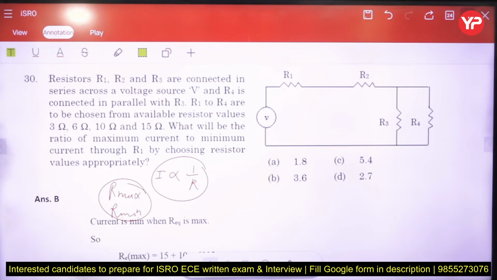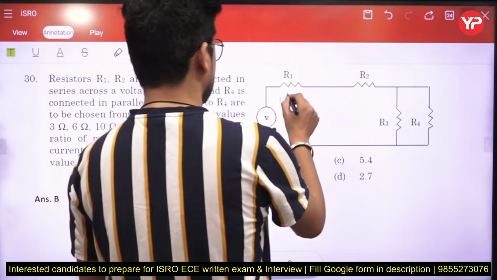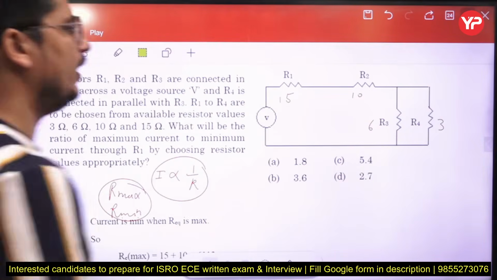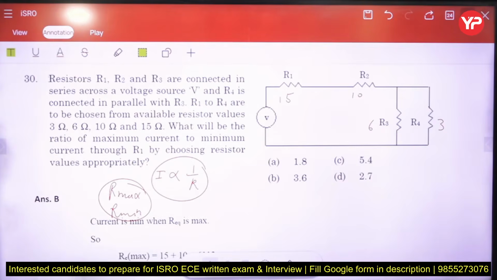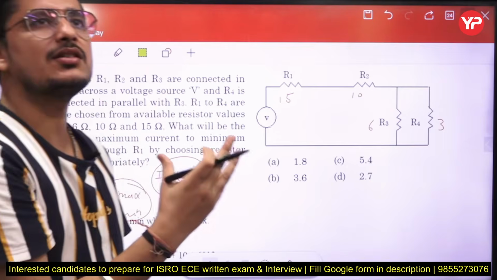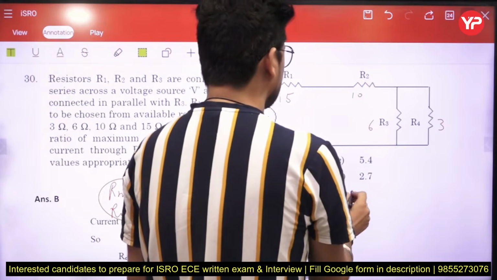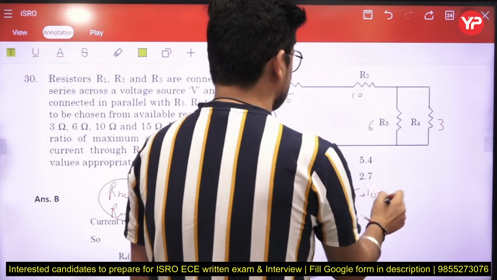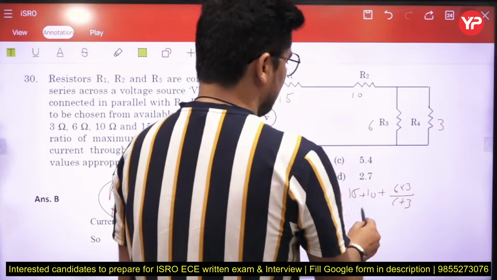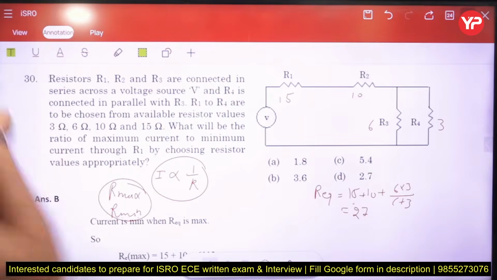So first we have to find the maximum resistance. Resistance will be maximum whenever you choose this as 15, this as 10, this as 6, and this as 3. Because in series we add the resistances, in parallel we divide them, so when you use the maximum resistance in series, you will get the maximum value of resistance. So in that case, R equivalent is going to be 15 plus 10 plus 6 into 3 divided by 6 plus 3. That is going to be how much? 15 plus 10 plus 2, that will be 27. This is the maximum.